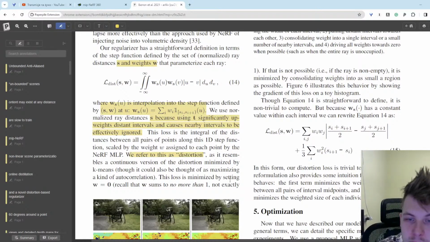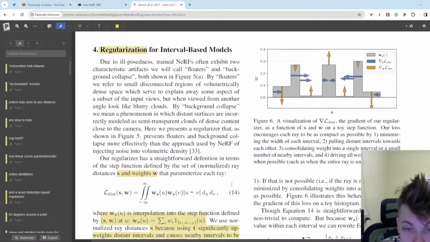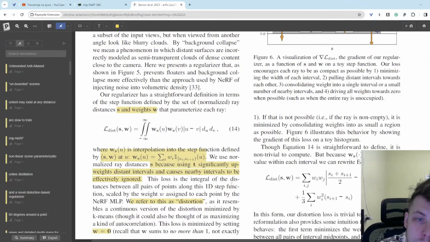This loss is minimized by setting W to 0. So if the weight is 0, that's great. Recall that W sums to no more than 1, not exactly 1. If that is not possible, if the array is not empty, it is minimized by consolidating weights into as small a region as possible. Okay, so we will push density closer together. Figure 6 illustrates this behavior by showing the gradient of this loss as a toy histogram.